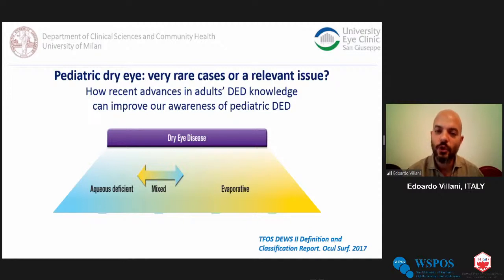In fact, now we know that even in adults, aqueous deficient dry eye is a minority of cases. In most cases, we may have hyperevaporative dry eye with almost normal tear film volume and secretion. So probably we don't have to look at tear volume in children, but we have to look at the interaction between tear film and the ocular surface.